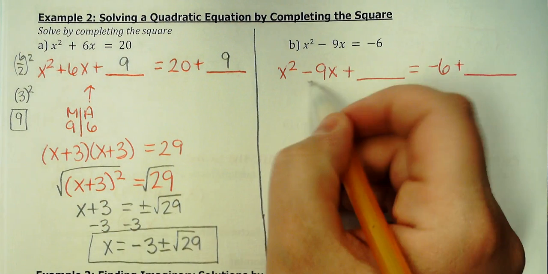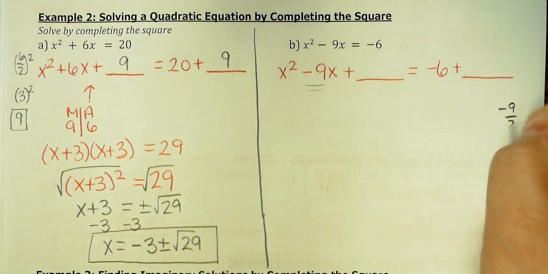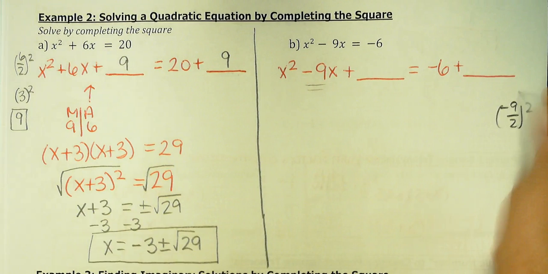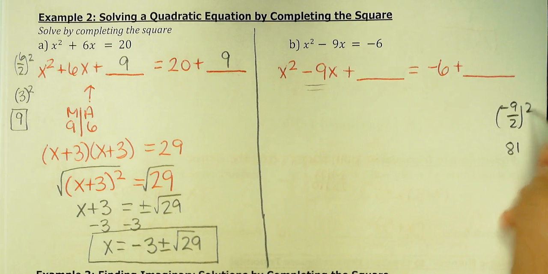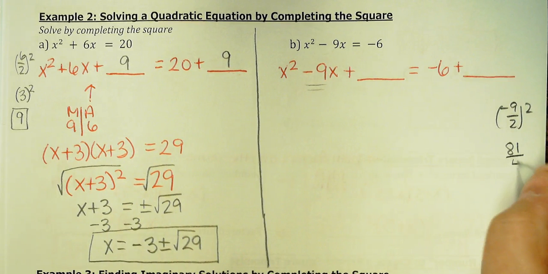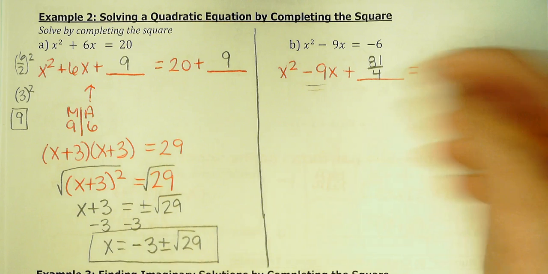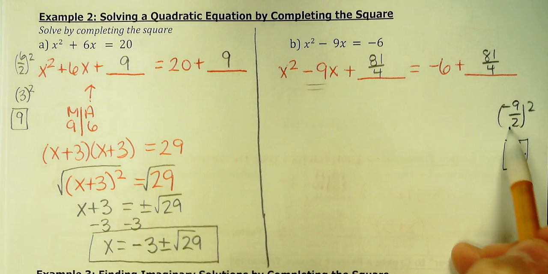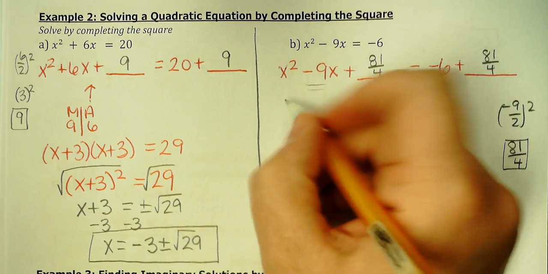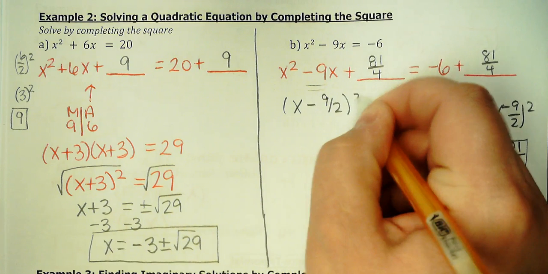Okay, I'm going to take my b value, which here is negative 9. So I'm going to do negative 9 divided by 2 squared. Can't actually divide that, but I can square. So negative 9 squared is going to become 81. And 2 squared is going to become 4. So that's what I'm going to add to both sides. Okay, now whatever you square, this will be the factor. So the factored form of this is going to be x minus 9 over 2 squared.